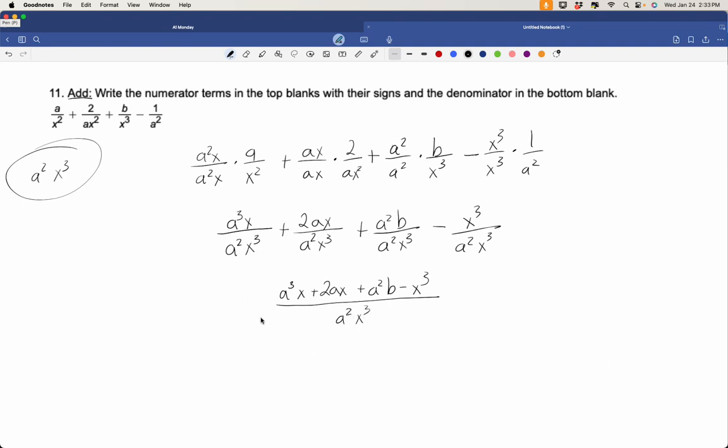That is your answer. And you would type each one of these individual terms into a blank, and then this would go in the bottom blank. And that's how you would enter it in. So this would be one box, this would be another blank, and this would be another blank, and then this would be a blank all by itself on the bottom. That's how you would type that in. All right, let's look at the last one.